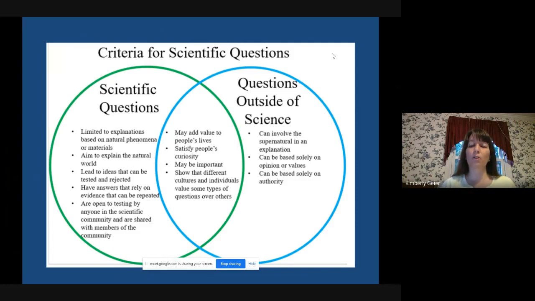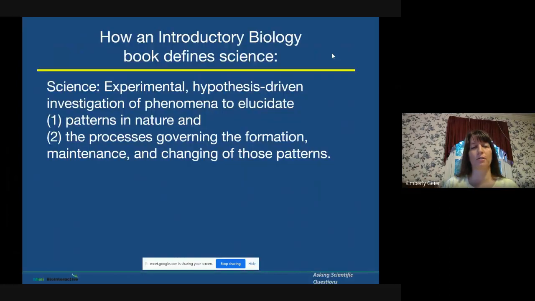Other things about scientific questions, they have to rely on evidence. It's not just someone's opinion. You actually have to do an experiment. You have to gather evidence. There has to be information to help support your ideas. Scientific questions and questions that fall outside of science are important to remember so that when we're asking questions in science, we stick with our scientific questions.